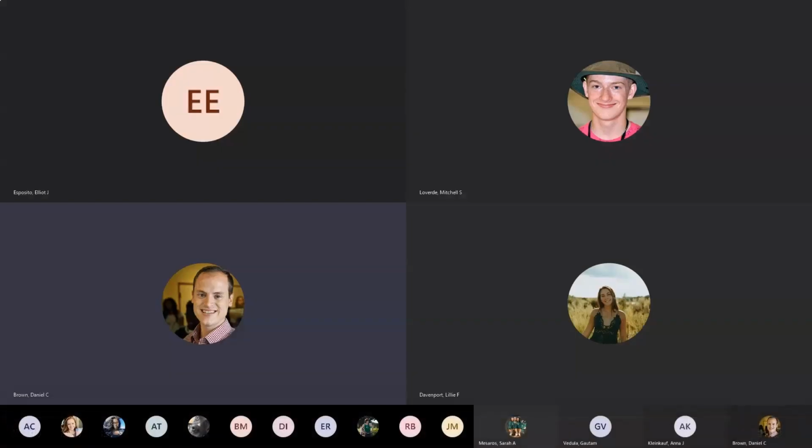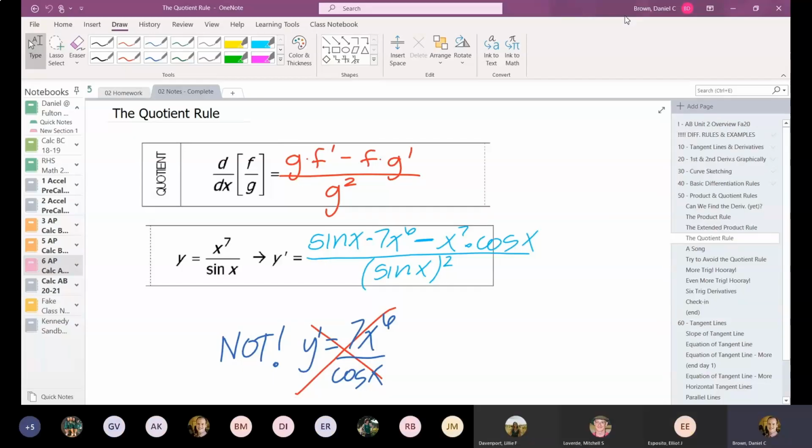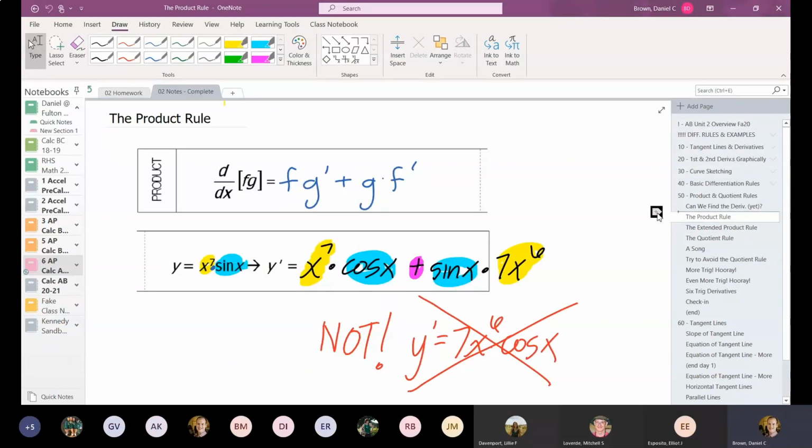We looked at some new rules. Again, these rules do have to be memorized. There are no formula sheets on the AP exam, but we talked about the product rule, what to do when you're taking the derivative of two things being multiplied that both have x in them.